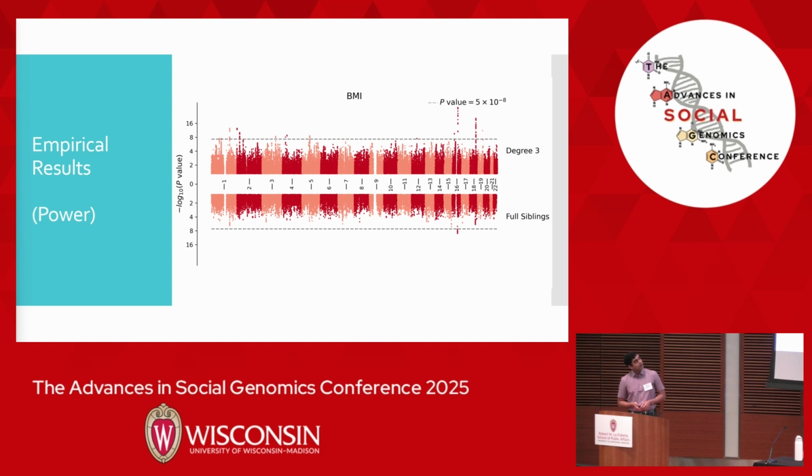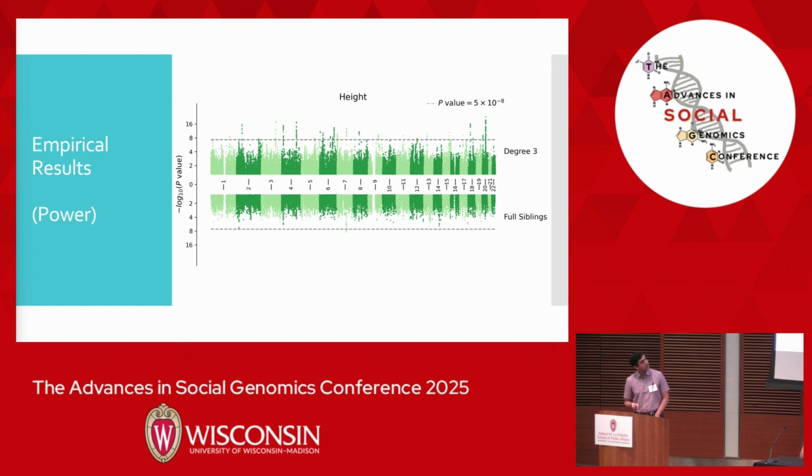So the first result we can look at is power. What we have here is a Miami plot with SNPs on the x-axis and minus log 10 of the p-value on the y-axis, along with the degree 3 estimates and the siblings estimates. What you see is as we move from the siblings estimates to the degree 3 estimates, we end up getting a lot more genome-wide significant associations, especially around chromosomes 16 to 18.